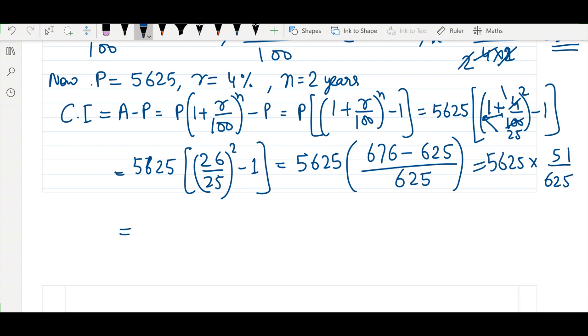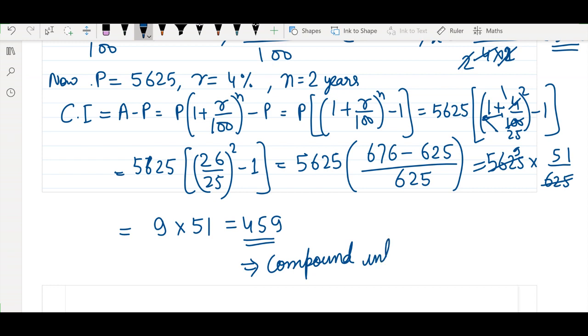You can see that 5625 will come in the table of 25. So 5625 divided by 625, you will get 9. So we can cancel it. It is 9 times 51, 9 times 1 is 9, 9 times 5 is 45. So this implies compound interest is equal to rupees 459.